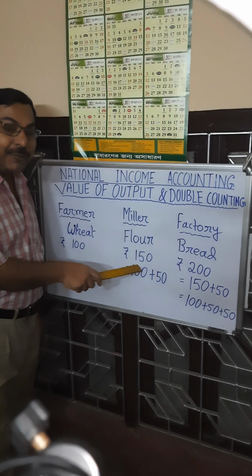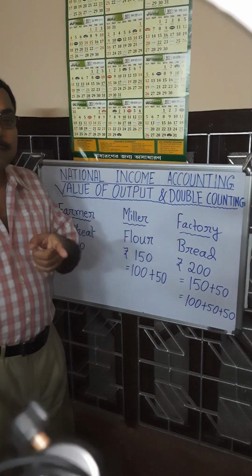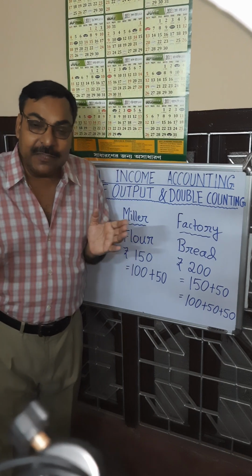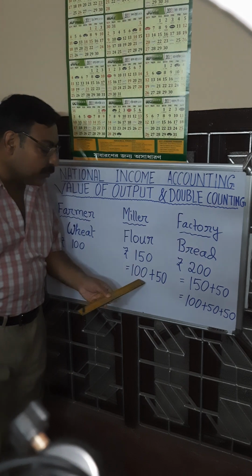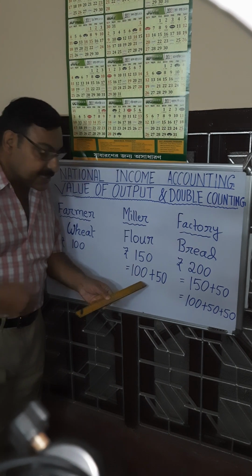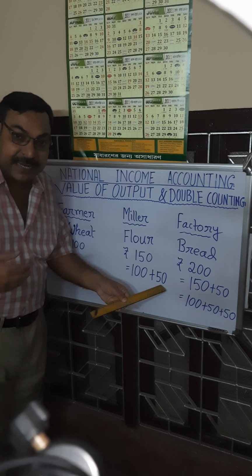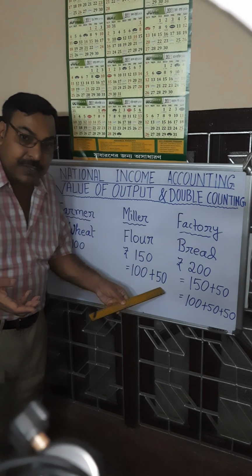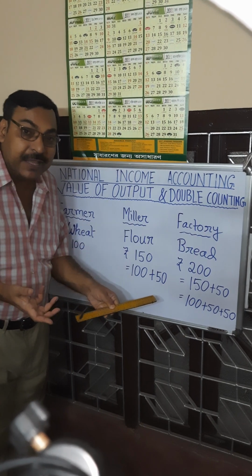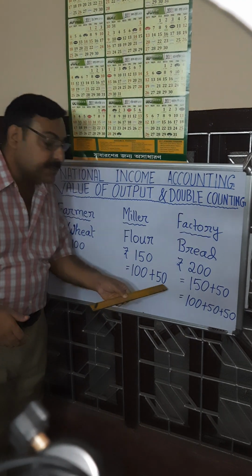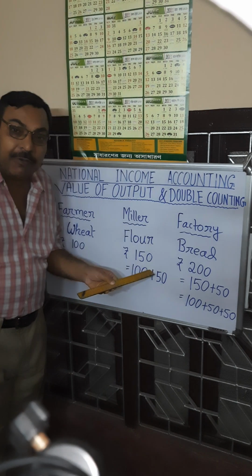Why the value is becoming 150? Value of a commodity depends upon its cost price and the value added by the farmer. Its cost price is 100, value of wheat is 100, and extra value added by the miller is 50. He has transformed wheat into flour. So for this new creation, value added by him is 50, and the result 150 is the value of flour.